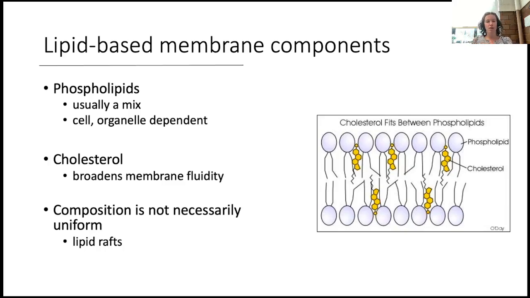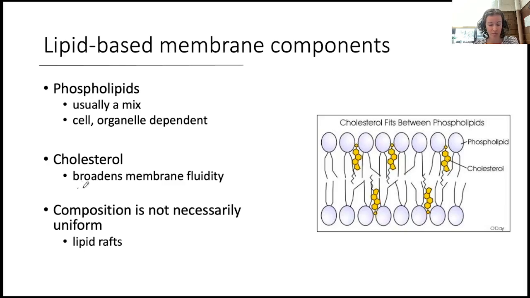But what else is there besides the phospholipids that we just saw in this simulation? Well, there are other lipid-based membrane components. Of course, I already mentioned one of them that's super important besides phospholipids: cholesterol. Cholesterol is really key.